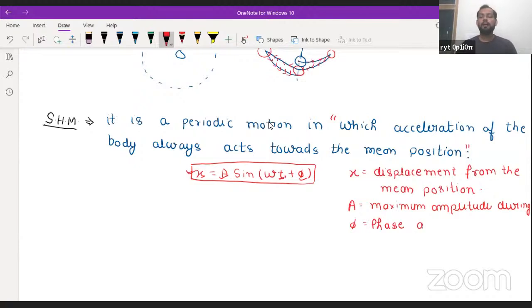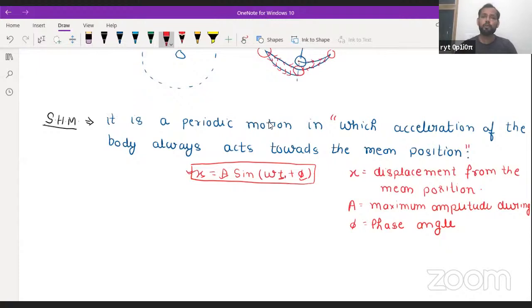These A and phi are constants, and they depend upon the initial disturbance. Now what is the initial disturbance and what are the initial conditions? That we will discuss when we derive the equation of motion for a simple spring mass system. So please wait for the conditions of A and phi. Understand, phi is nothing but the phase angle. Fine. So this is all about the displacement.